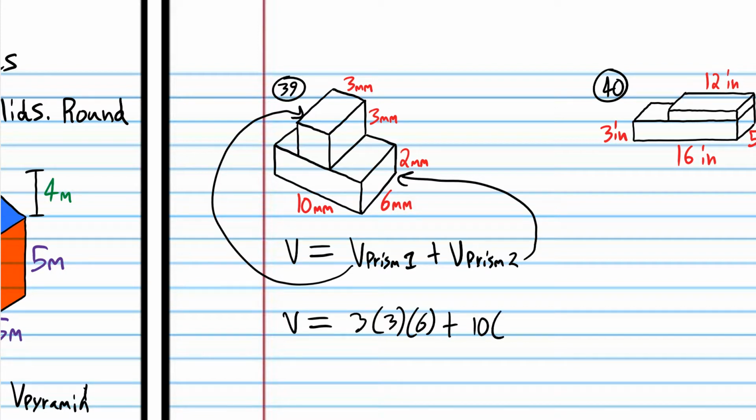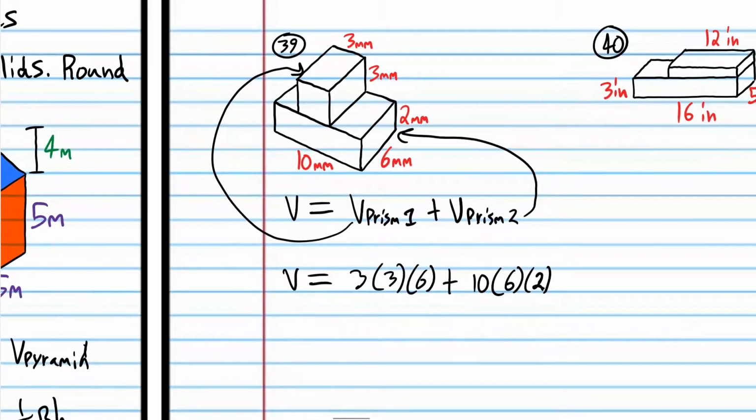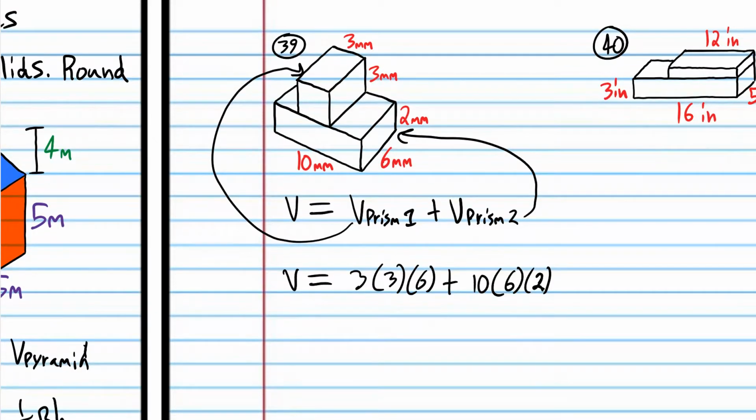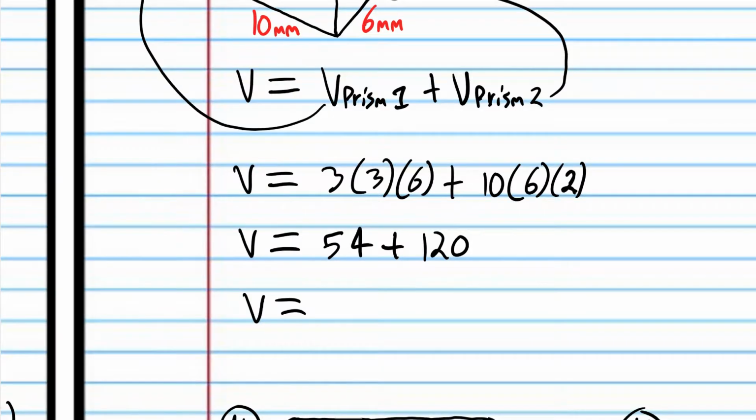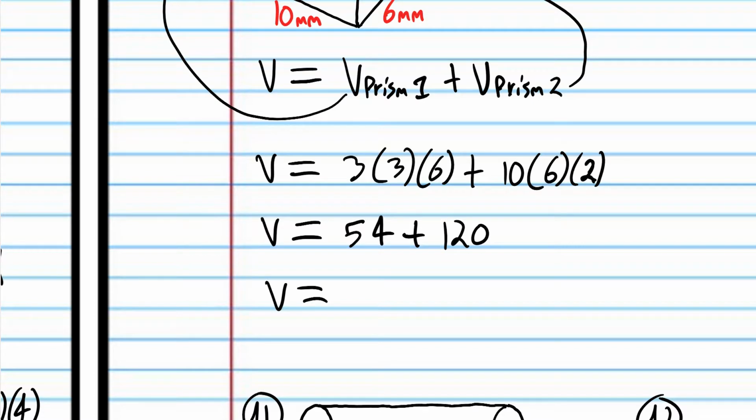the width times the length times the height. Again, all those terms are relative based on how you think about the orientation of the prism. So then we get 54 plus 120, and you can use a calculator for that if you need to. That would be 174 cubic millimeters.